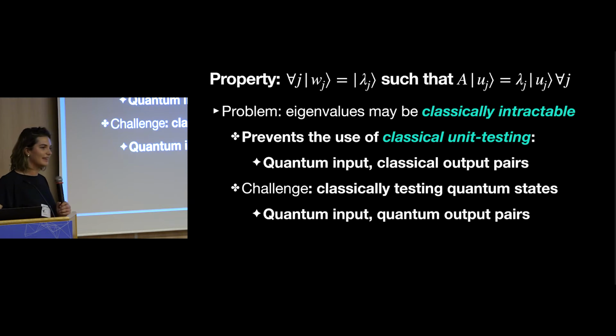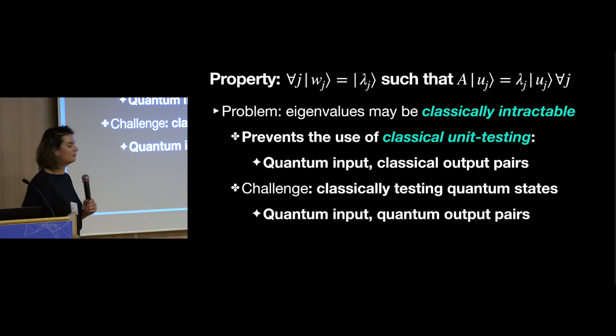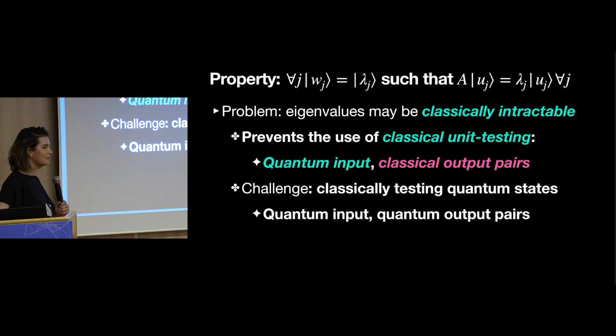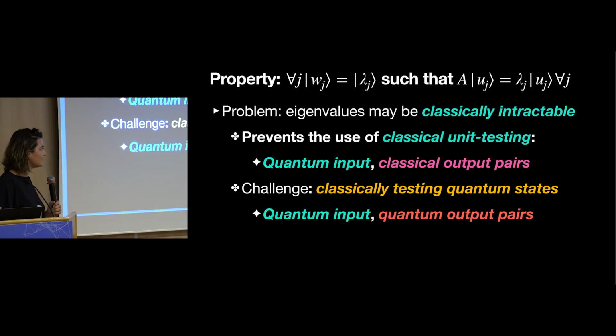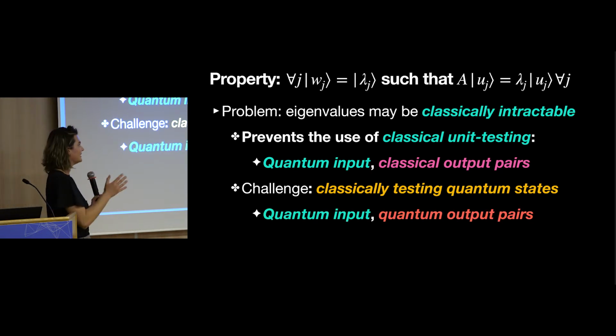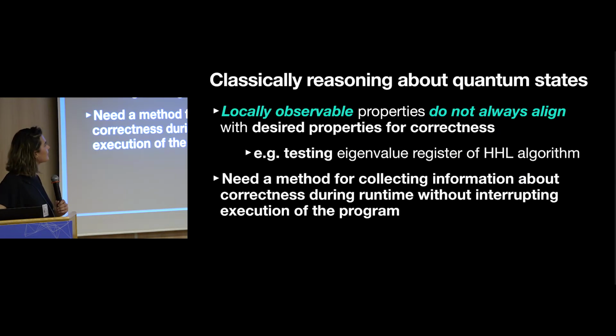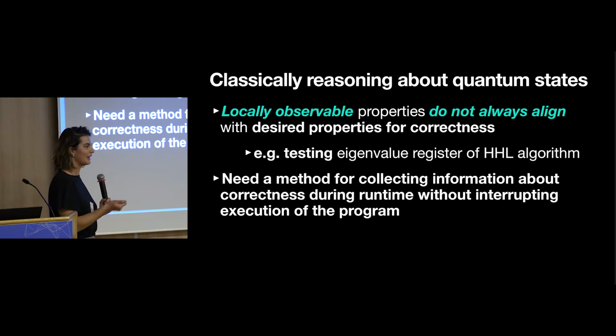And this prevents the typical use of unit testing, where in this case, it's really quantum input, classical output pairs that we can test. Because if we have some sort of intangible quantum state that's a quantum output, we need a way of classically testing quantum states. And this turns out to be a pretty difficult problem. So why is this a difficult problem? Well, these locally observable properties don't always align with what we would like to test for correctness. So in this case, we would like to be able to somehow hold the eigenvalue register, but I don't have a notion of what it is that I'm looking for.